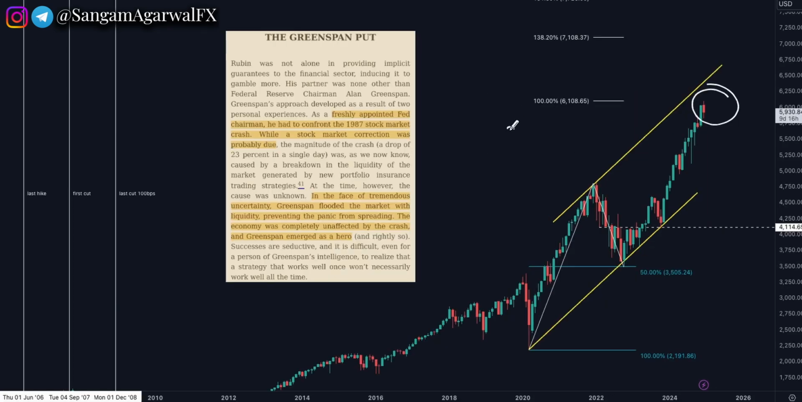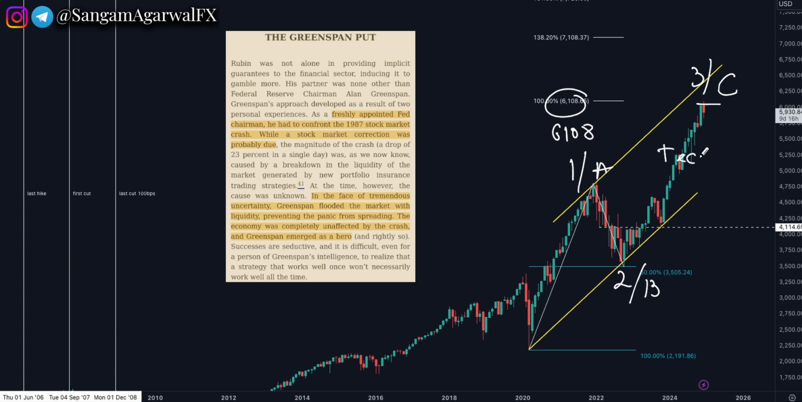SP 500 monthly chart, you can say wave 1 or wave A, wave 2 or corrective wave B, wave 3 or impulsive wave C. Big crash on FOMC decision, exactly 100% projection 6108. So somehow magically technical, which we say Elliott wave, and macroeconomics both are working at the same time like magic.